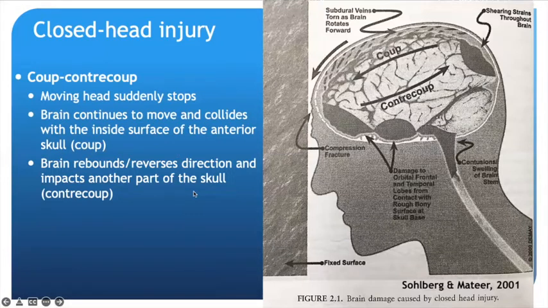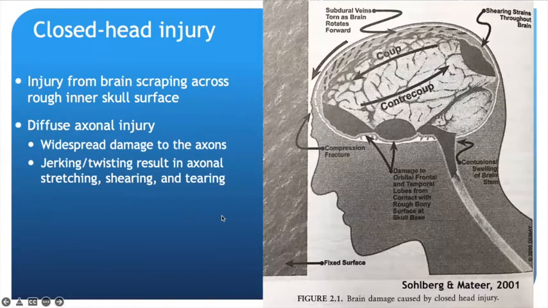So the brain can come into contact with the posterior interior surface of the cranium, and can cause lacerations and impact damage in this region as well. So that's the countercoup. So, coup, countercoup. In addition to this, there can be a diffuse axonal injury as well. Diffuse axonal injury is widespread damage to the axons. When the brain is turned in the head, there's a jerking, a twisting, a shearing of these axonal connections, causing stretching and tearing of these axonal fibers, and that can result in diffuse damage to the axons.